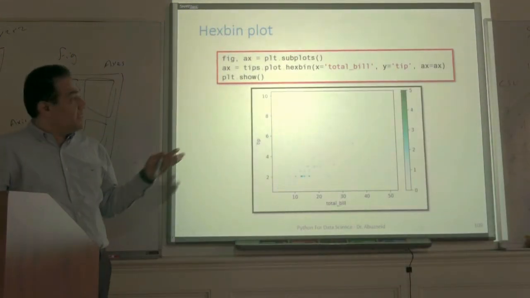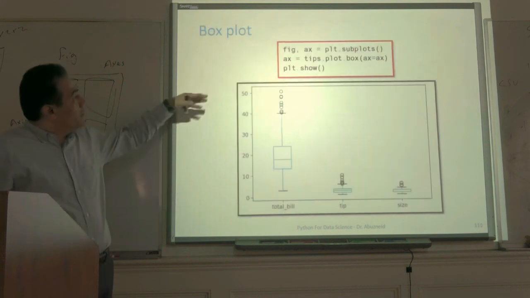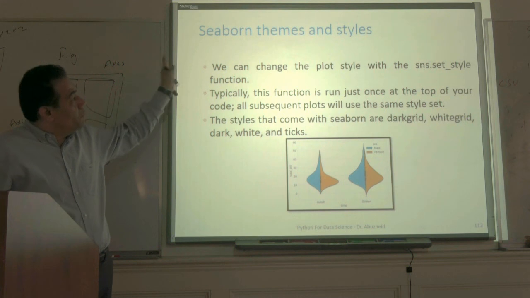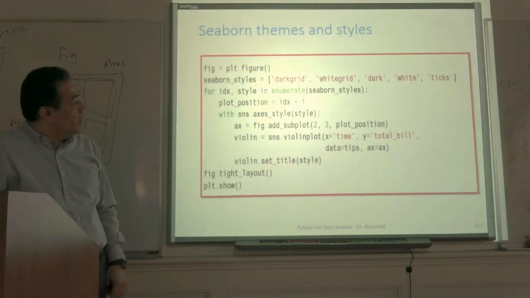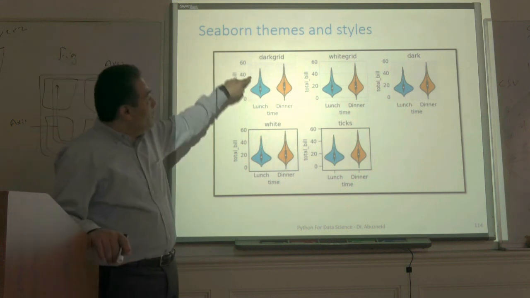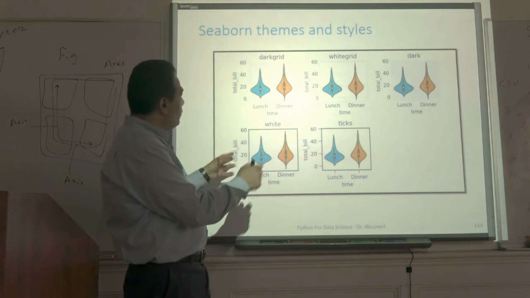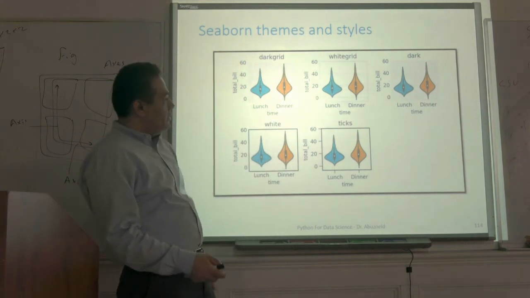Okay. That's the hexbin plot, the box plot, and the Seaborn themes and styles. You could have different styles. There are 5 different styles. Look at the styles. So this is the dark grid. This is the white grid. The dark style affects the background, or the white, the text.